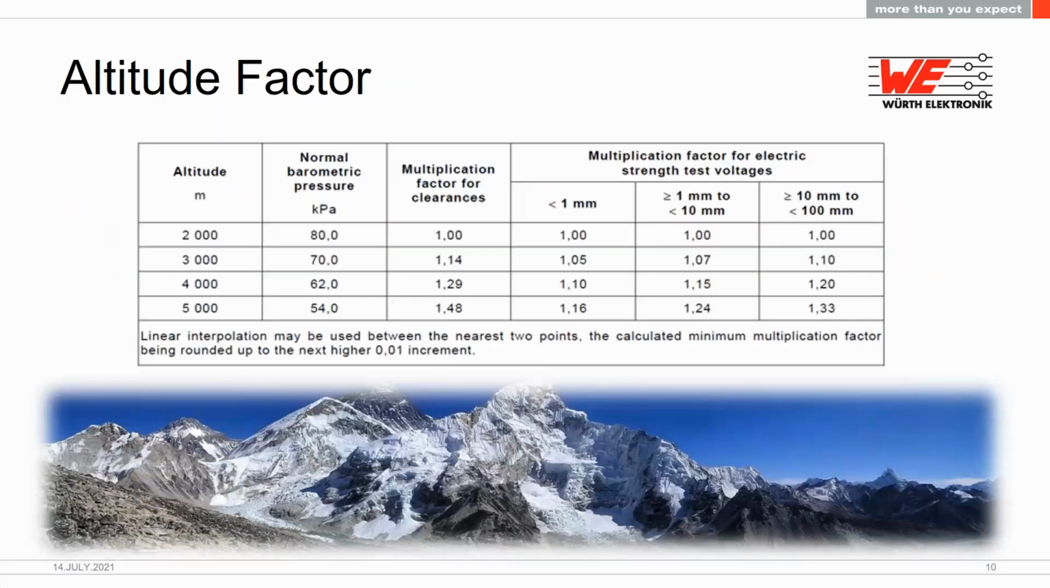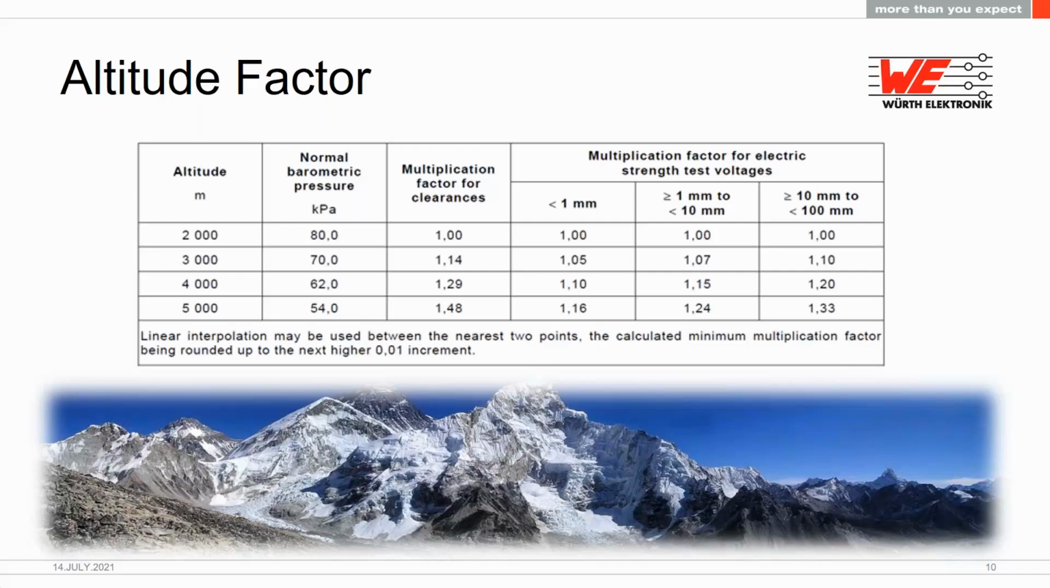Another environmental condition we must account for is the altitude in which the end application will be operated. Of course, as you increase altitude, the atmospheric pressure will decrease. This means that a dielectric breakdown or an electric arc is more likely to happen at a lower voltage because of the decreased atmospheric pressure.